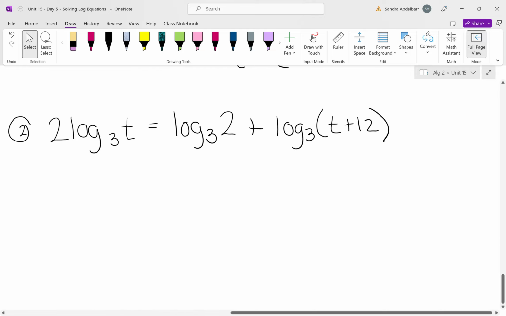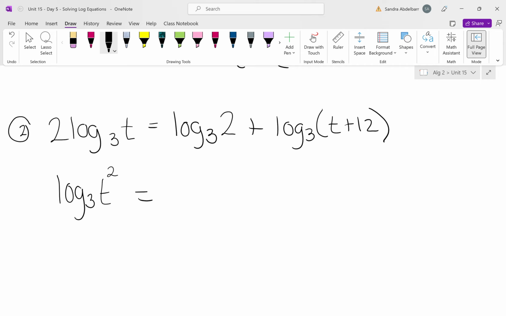Okay, so what do you think I did first? The 2. What did I do with the 2? Log base 3 of t squared. All right, what about the other side? What did you do there? Multiplication, and within that argument, what do I have to do? Distribute. So this is 2t plus 24.